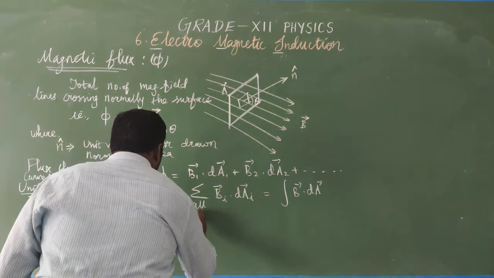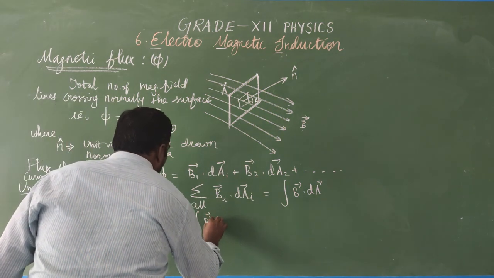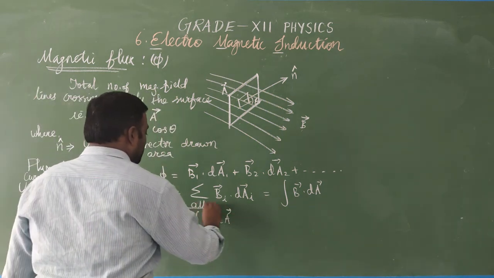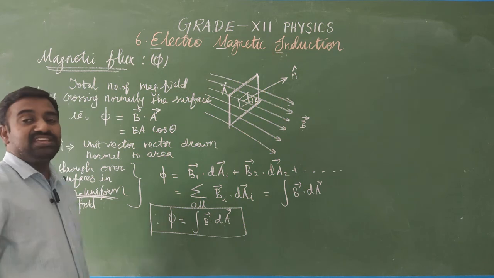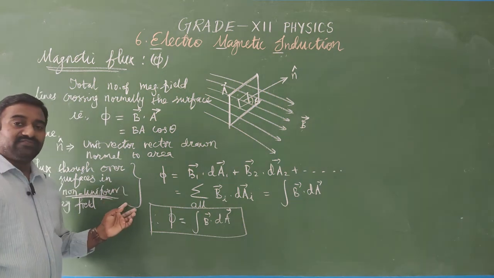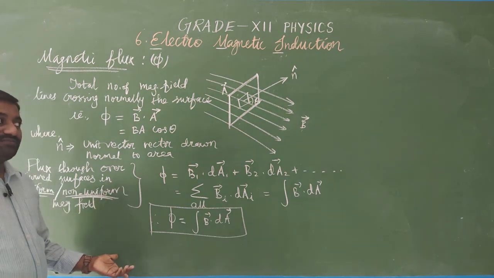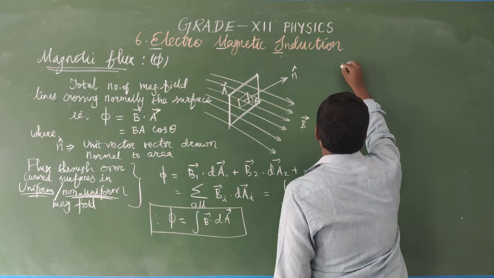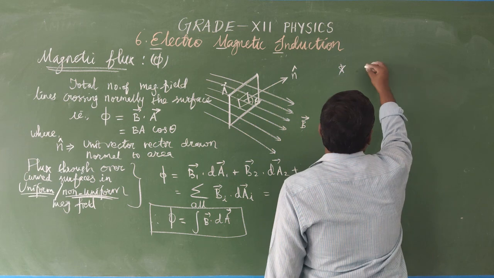So this is the flux through the total magnetic field. This is the total flux through any given surface. It may be a curved surface in a uniform magnetic field or a curved surface in a non-uniform magnetic field. Also, two cases we are going to see.